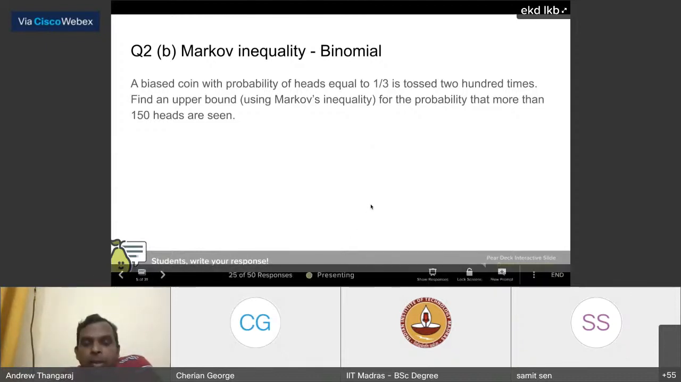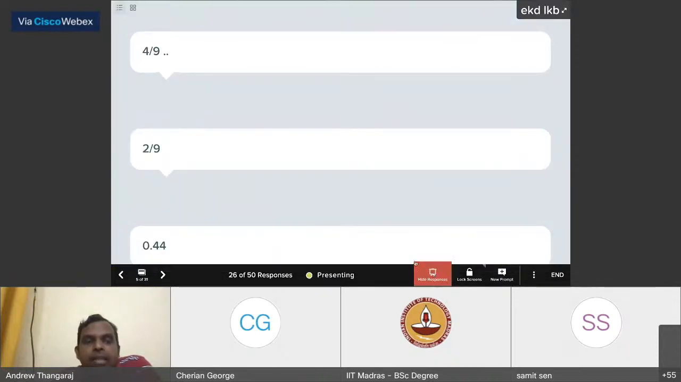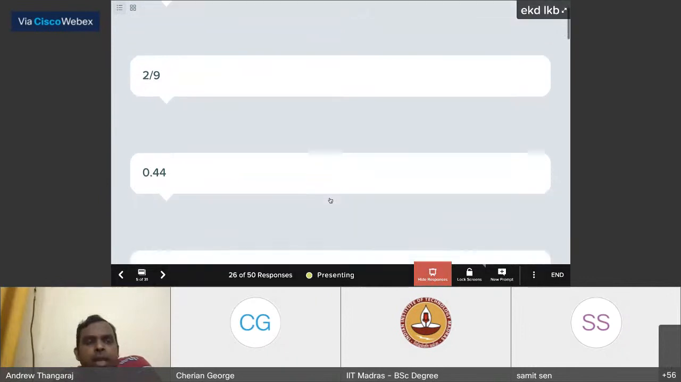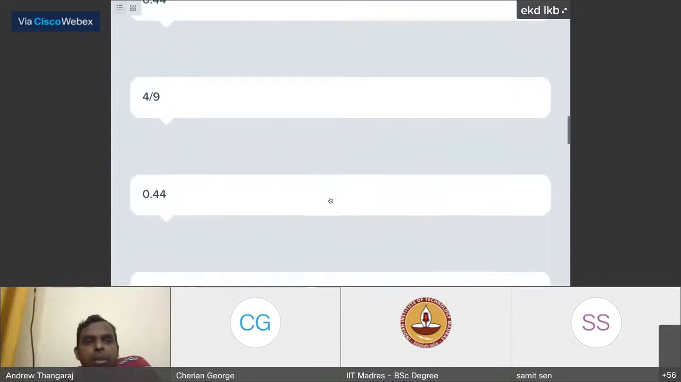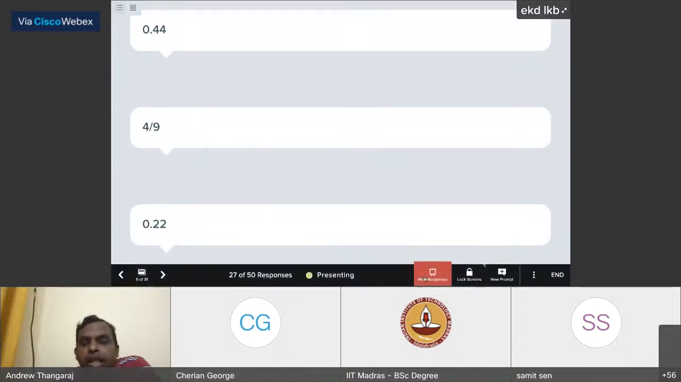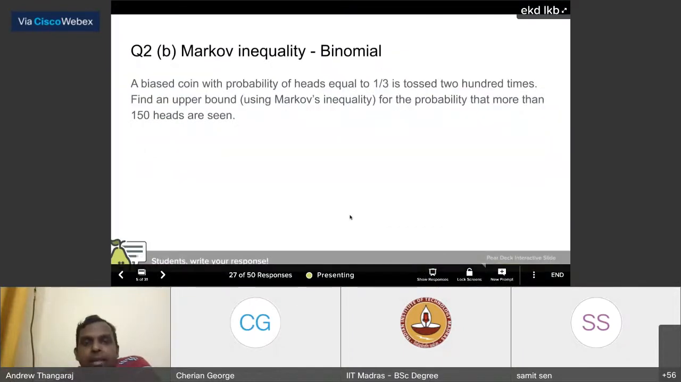Okay, so let me see. It's again a straightforward sort of question. Simple application of Markov inequality. The answer is 4 by 9, 2 by 9, 0.44, 4 by 9, 2 by 9. Some people are saying 2 by 9. Many people are saying 4 by 9. Looks like 4 by 9 is likely to be the correct answer. Remember, it's tossed 200 times. Maybe you thought it's tossed 100 times. I don't know. It's tossed 200 times.